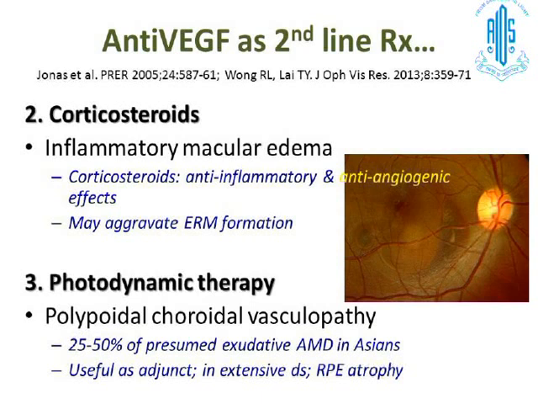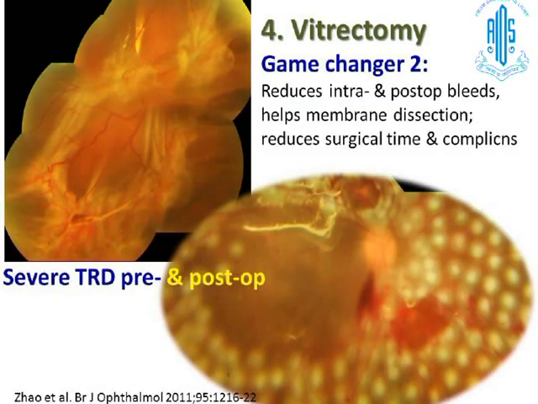So in these cases, PDT is the treatment of choice, and Avastin or Lucentis can be a useful adjunct, especially in cases with extensive disease or with RPE atrophy. Another area where Avastin has been a game changer is as an adjunct to vitrectomy.